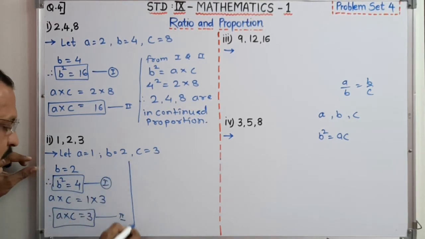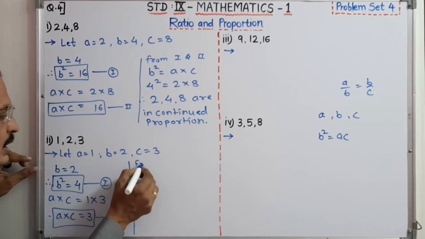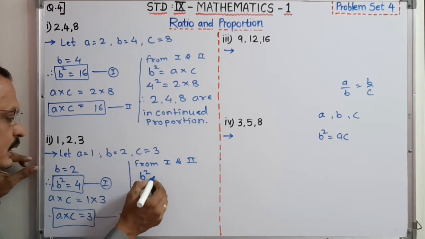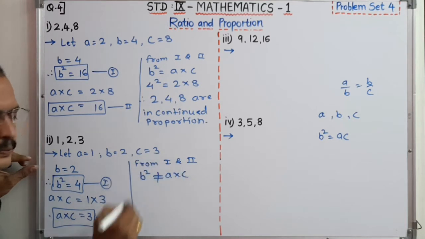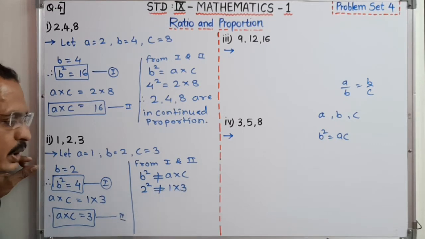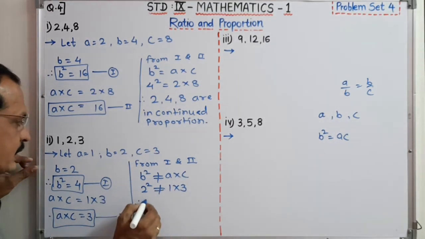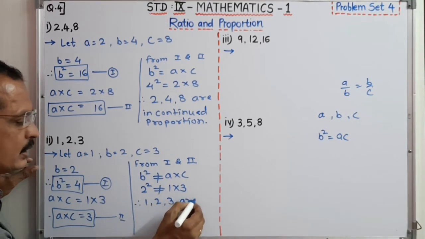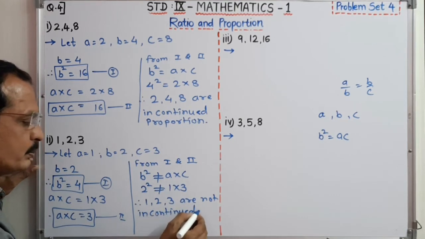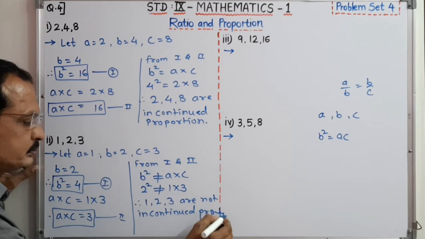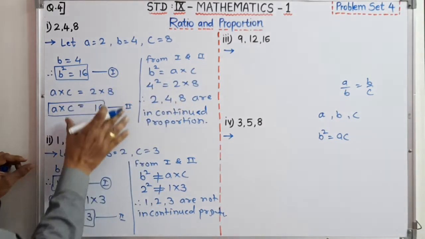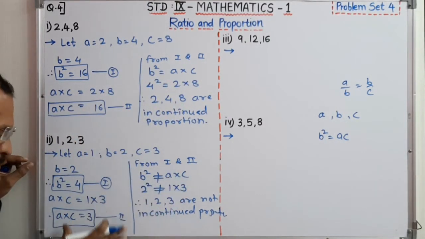Now, dear student, observe statement number first and second. We can write from first and second, this B square is not equal to A into C. That means 2 square is not equal to 1 into 3. Therefore, we can say that 1, 2 and 3 are not in continued proportion. Like this, dear student, you have to write this part below this. Now this part also you have to write below this.